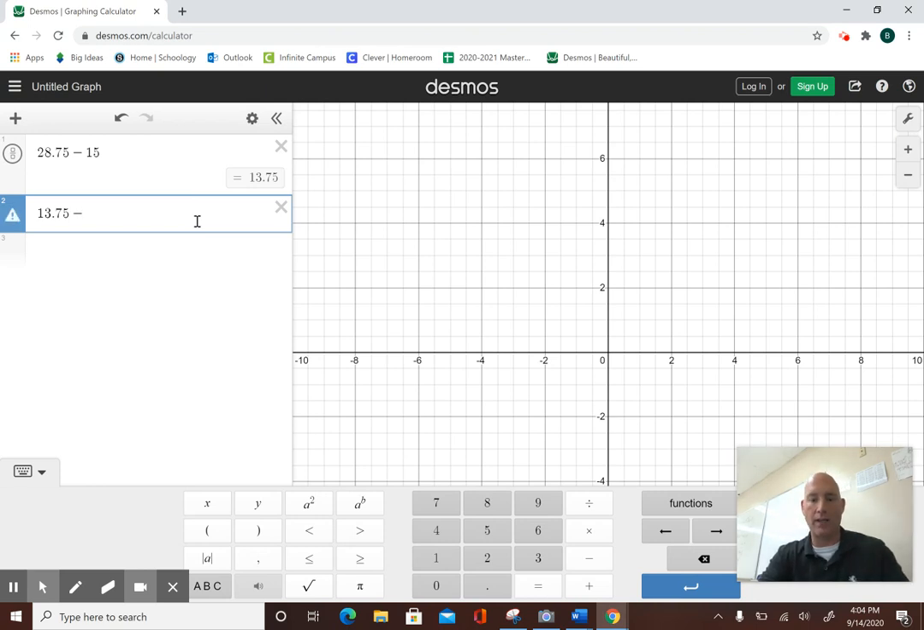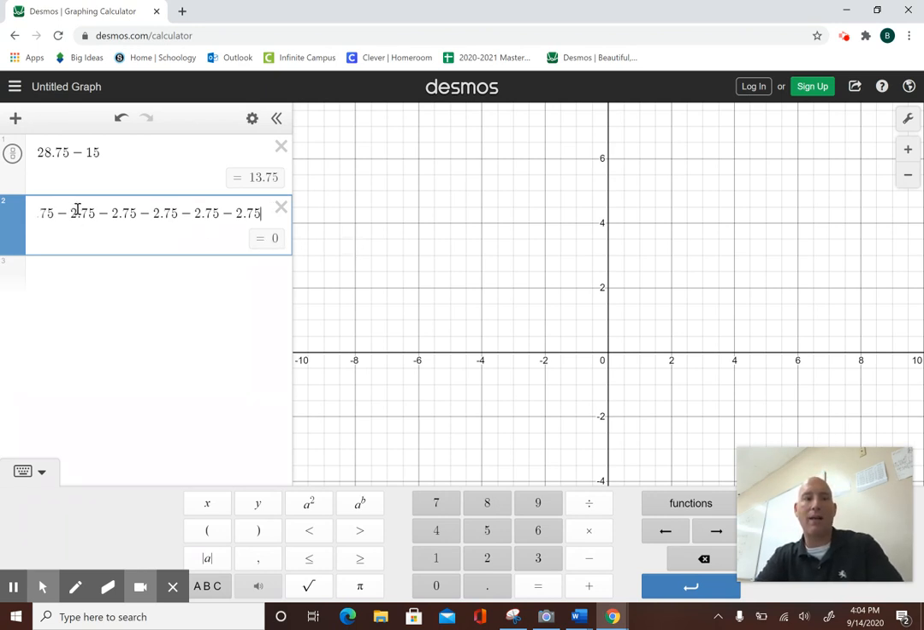So I could just say minus $2.75 because that's the cost of one bead, right? Then minus $2.75 again. Then minus $2.75, minus $2.75, minus $2.75. And now that I see I'm out of money, how many times did I subtract $2.75? That's how many beads I bought. So I subtracted 2.75 5 times. That's me buying 5 beads.